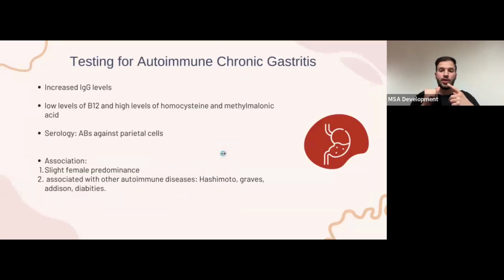First of all, we'll check the IgG levels. We'll have high IgG levels. We'll check for B12, homocysteine and methylmalonic acid. The B12 will be low, while the homocysteine and the methylmalonic acid will be high, because B12 is used in the metabolic process of the homocysteine and the methylmalonic acid. And in the serology, we'll have antibodies against parietal cells. Usually they're associated with a slight female predominance and other autoimmune diseases like, for example, Graves, Hashimoto's, and diabetes.